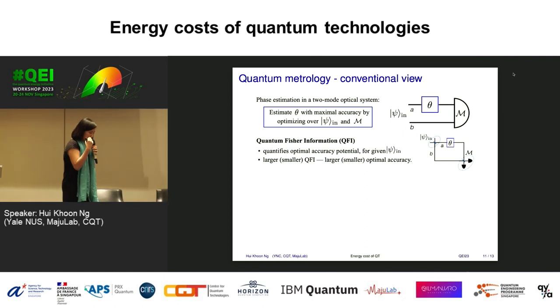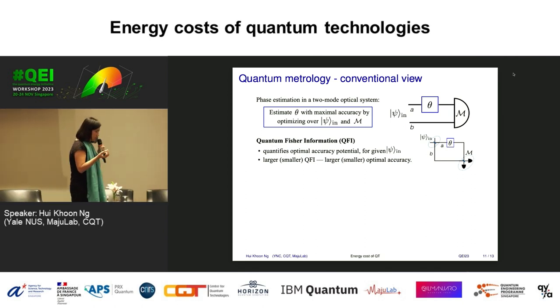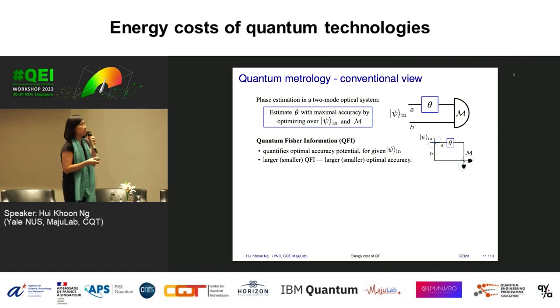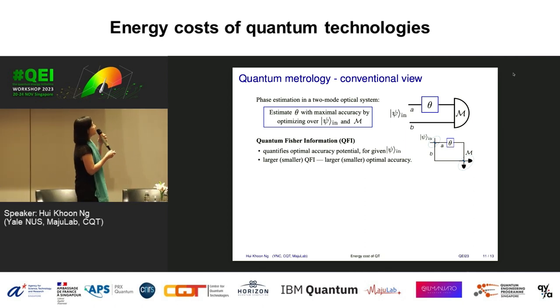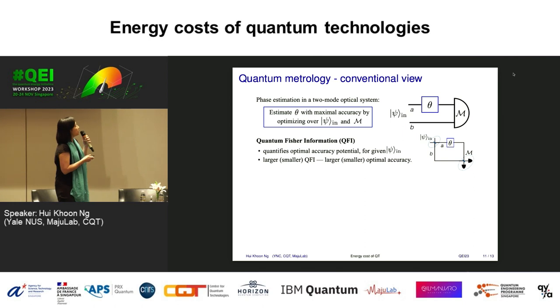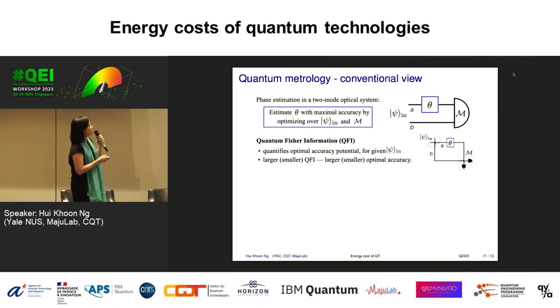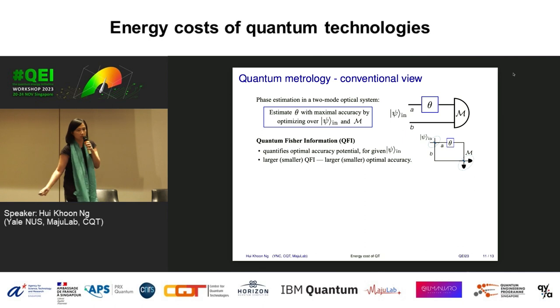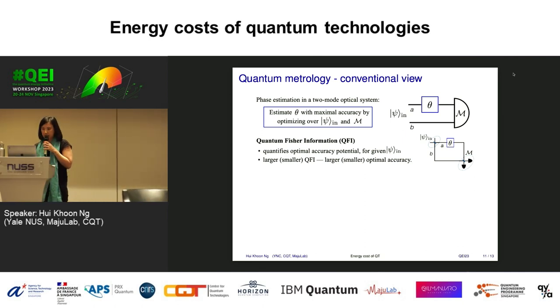So the standard problem that you have for metrology is that you try to do some sort of phase estimation. In our case, we're talking about a two-mode optical system. You have one mode that is passing through some phase element, and then you have another mode that acts as the phase reference, and you measure the two together. The usual case where this arises is an interferometer, where you put an input state here, the two modes are the two arms, and then you do some measurement at the end.